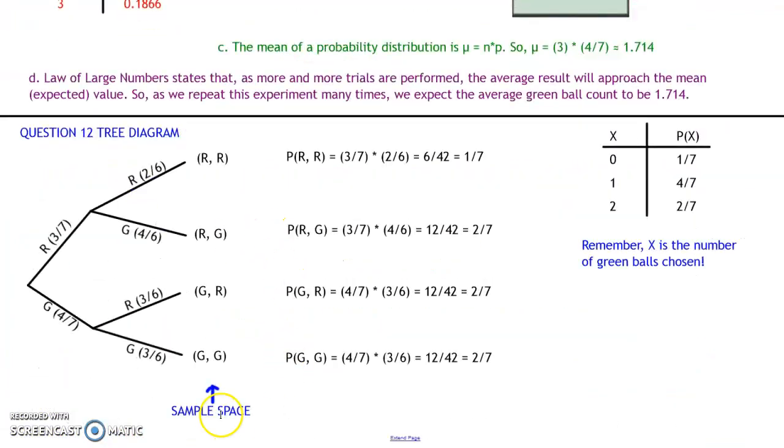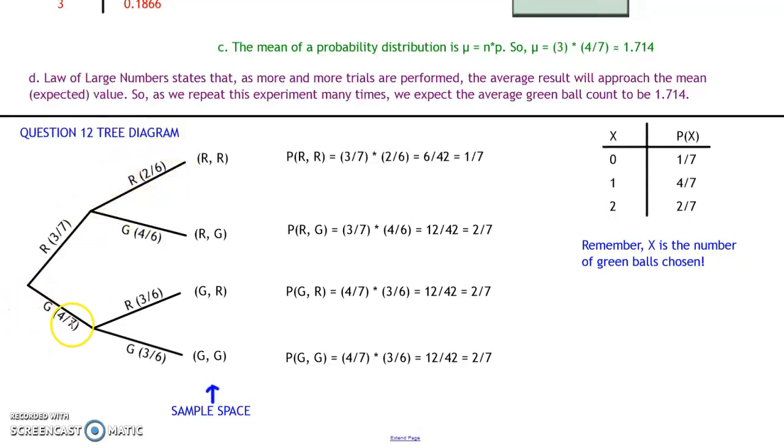I made a tree diagram down here, and the tree diagram has all the probabilities with all of the colors. The first pick is either red or green. And then based on that first pick, let's say I pick a red one here, there were 3 reds in the container and 7 total. Well, now I've picked a red already, so now there's only 2 reds left, and there's 6 balls total.